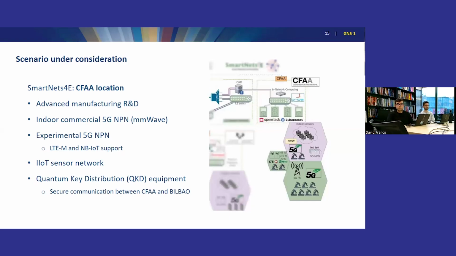Here we have experimental IoT networks which use LTE-M or narrowband IoT, okay? And we also have 5G deployments. We will also have in a near future indoor commercial millimetric wave networks, okay, in the next months. So we are looking for that. Yeah, more or less, that's all.